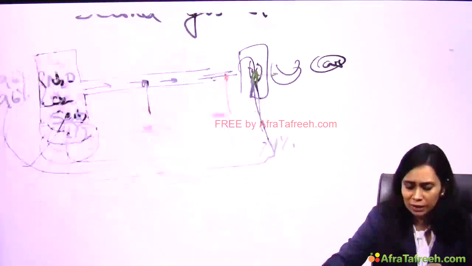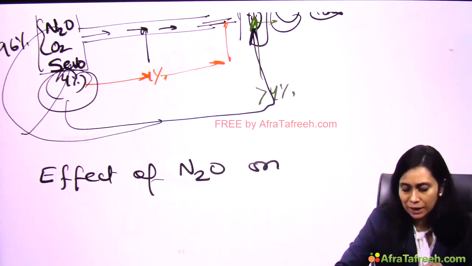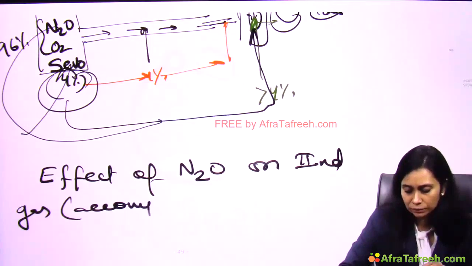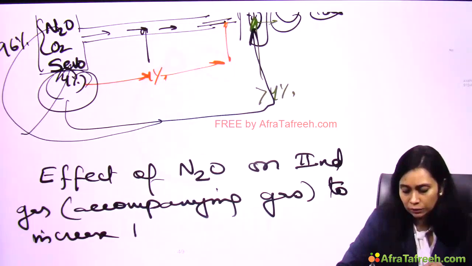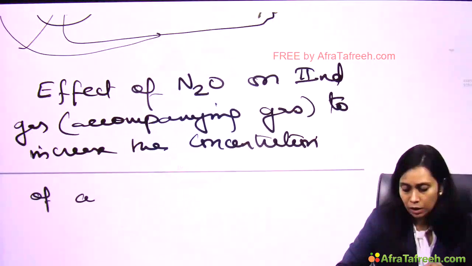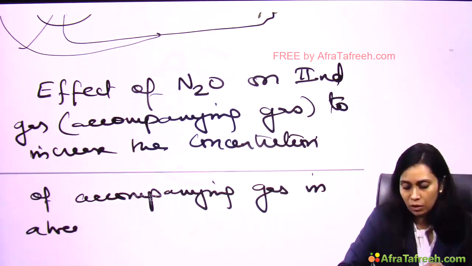Got it? So what is second gas effect? Effect of nitrous oxide on the second gas, that is the accompanying gas, to increase the concentration of accompanying gas in alveoli. This is called second gas effect.